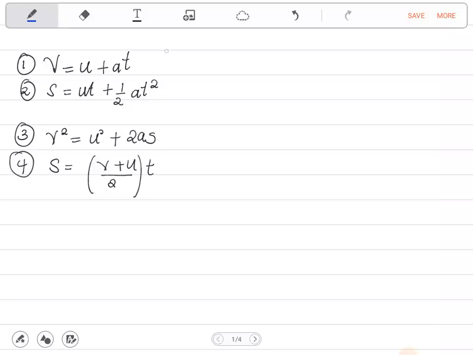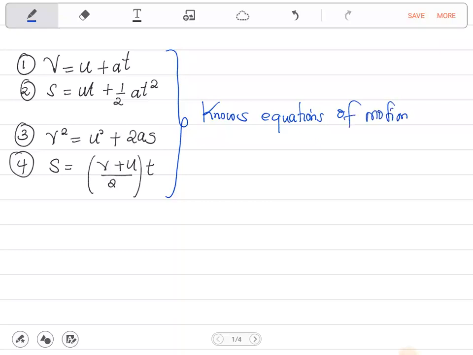So these equations are known as equations of motion. Equations of what? Motion. Depending on which variable is available, you are able to calculate the other variable. For example, in the first equation here, we don't have distance, but we have final velocity, initial velocity, acceleration, and time taken. So we can find any of those depending on which variable is available.